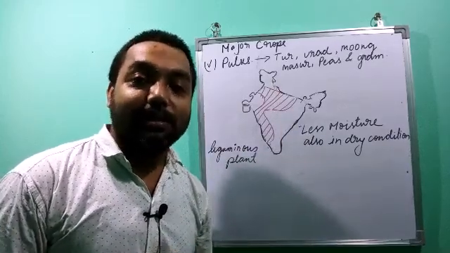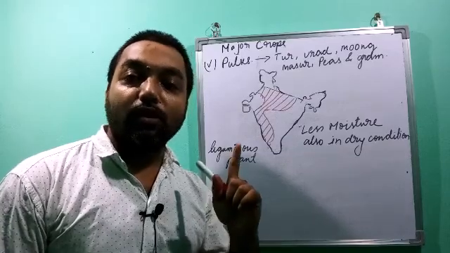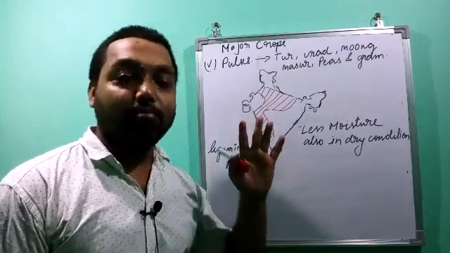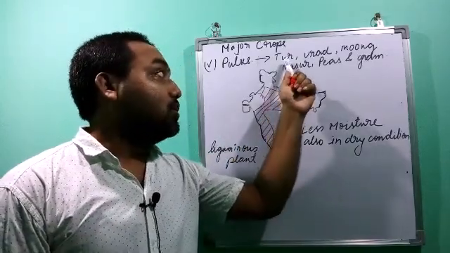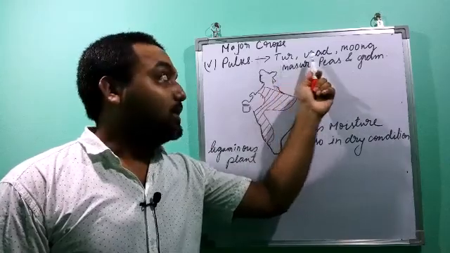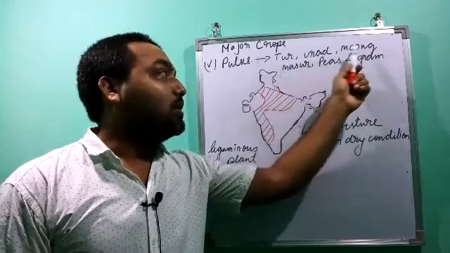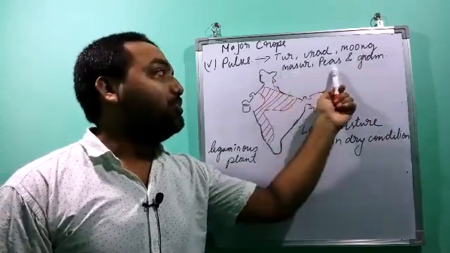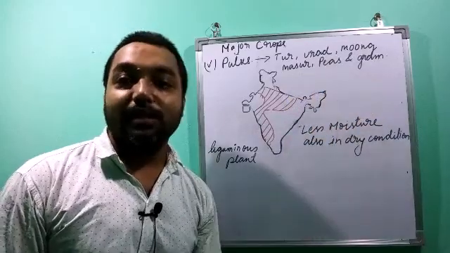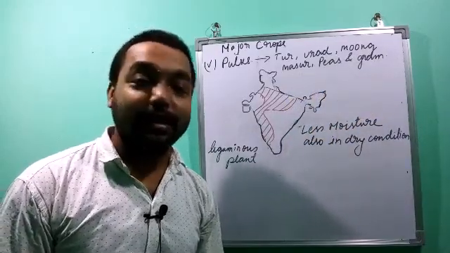There is not just one pulse, but many pulses are included. The first one is tur, then urad, moong, then masoor, peas and gram. These are the important pulses that we find growing in India.